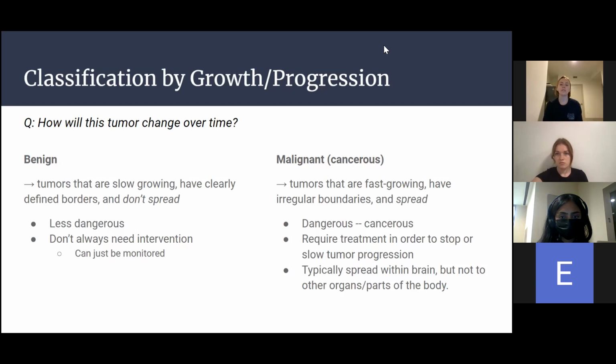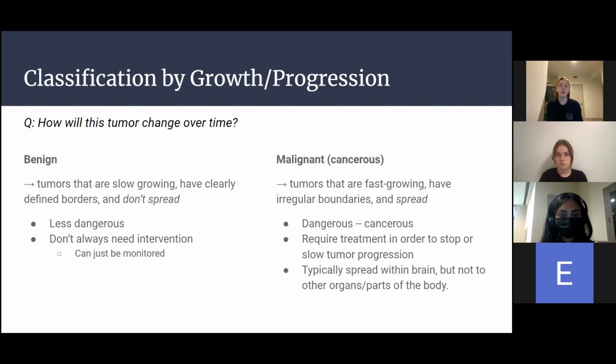Malignant tumors are the other major group. They are fast growing and have irregular boundaries. Whereas benign tumors grow in place, malignant ones spread. This means they are not staying in one location, they're moving throughout the body. So malignant tumors are a lot more dangerous, and they definitely require treatment in order to slow tumor progression.